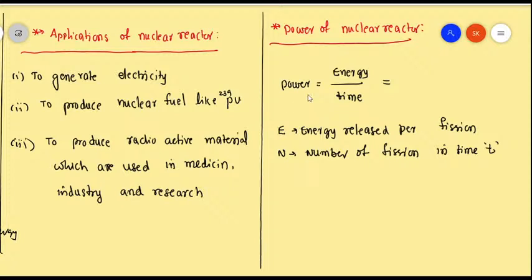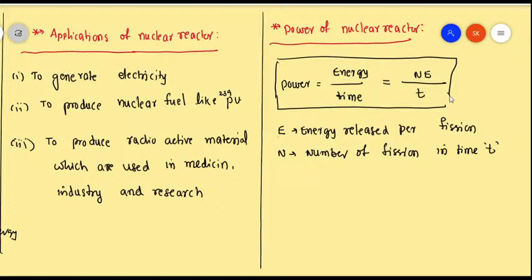Okay, you see, this power formula we write like this. Time is t. In one fission how much energy is released? One fission means one splitting of uranium. That is E energy released. But for N fissions, NE energy is released. That means the power is equal to NE by t. This is the formula for the power of a nuclear reactor. Okay, right. For example, this is the total power of the nuclear reactor.